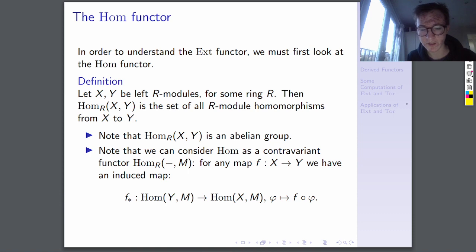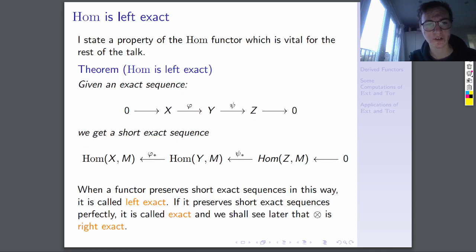It doesn't really matter for the sake of this talk which one we talk about, so I'll just talk about the contravariant functor from now on, basically. And yeah, so there's a very important property of the Hom functor, and that is that it's left exact. So what does that mean? Well, one can ask oneself, what happens if I apply this Hom functor to an exact sequence? Does it preserve exact sequences? And the answer is almost.